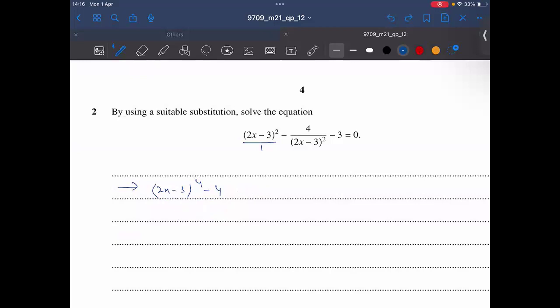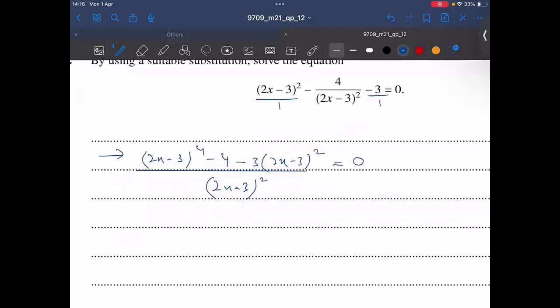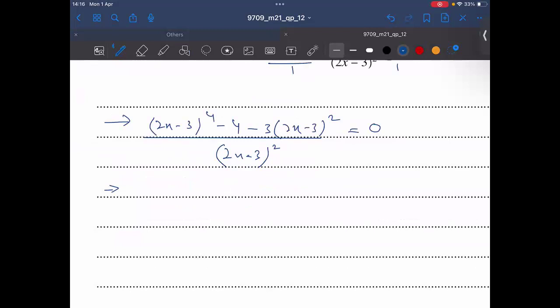Minus 4 minus 3 times 2x minus c whole square divided by 2x minus 3 whole square equals to 0. All right, and then I'm going to just move this onto the other side of the equation. Won't we substitute in the variable? Yeah, I will be doing so in a while.